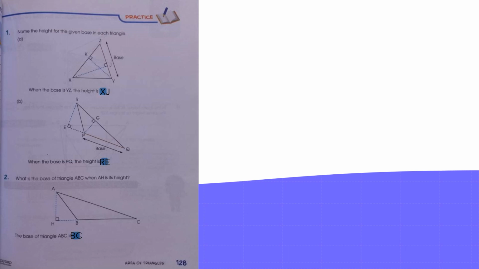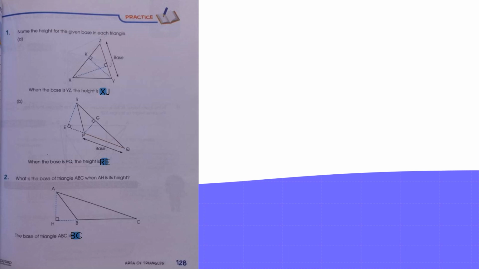Question number 1 is, name the height for the given base in each triangle. When the base is YZ, we need to find out the height. If the base is YZ, then the height is simply XJ, because this is the line that is making a perpendicular from the base YZ. So this is the height of this triangle.